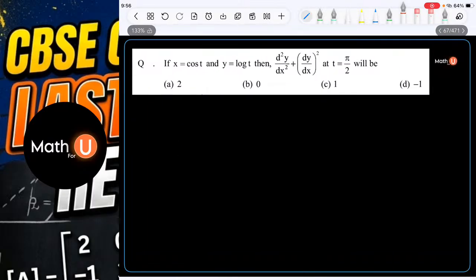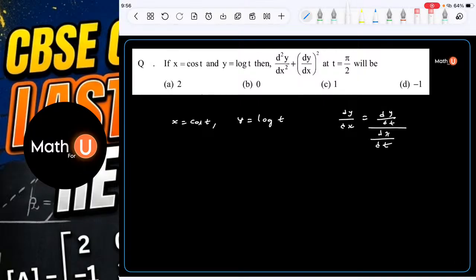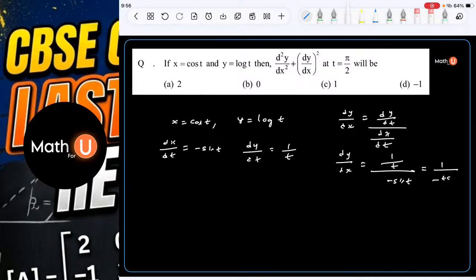Then this is the question: x is equal to cos t, y is equal to log t. First find dy by dx. Dy by dx is nothing but dy by dt by dx by dt. First find dx by dt: cos t differentiation is minus sin t, and dy by dt is nothing but 1 by t. You get dy by dx is equal to, substituting the values, 1 by t by minus sin t, nothing but 1 by minus t sin t.